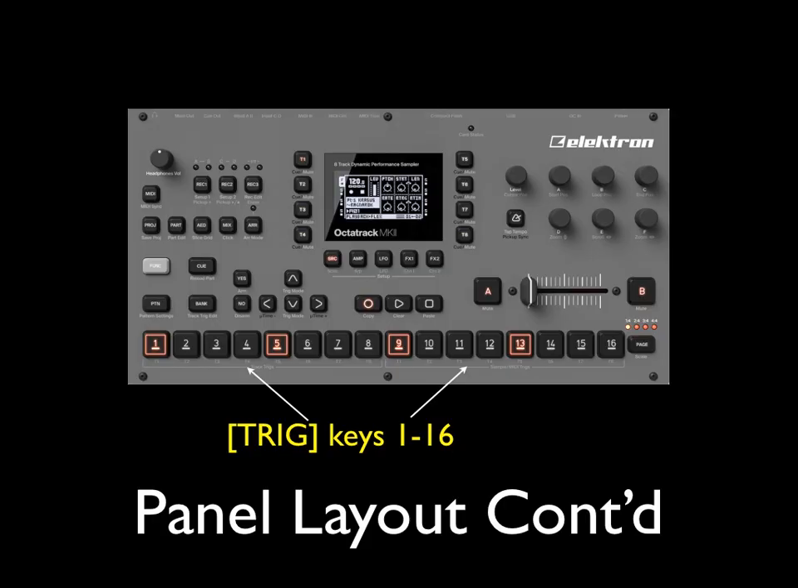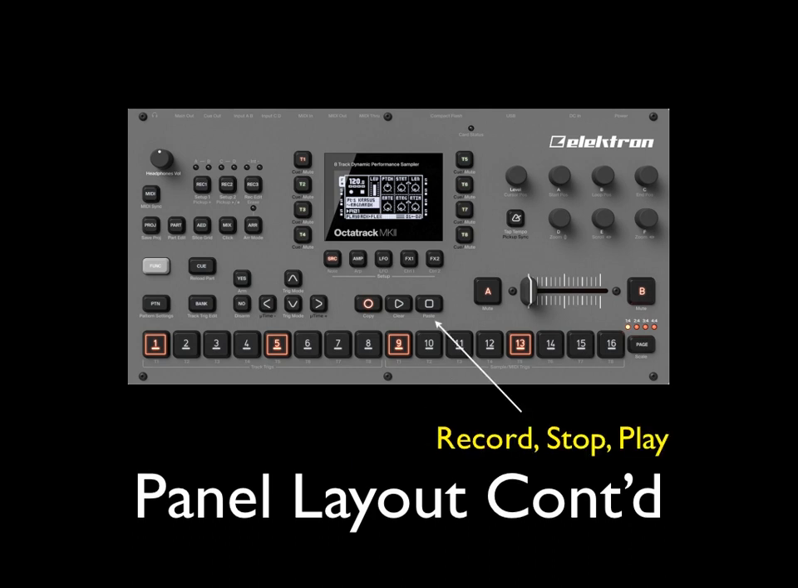Next up are the trig keys 1 through 16, which make up the sequencer. The sequencer has many uses. It's where you place your samples, build your beats, trig the start of your recordings, etc. This is where record, stop, and play are executed.